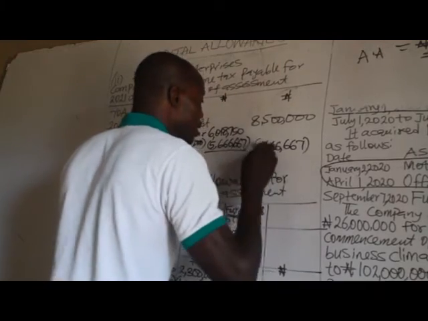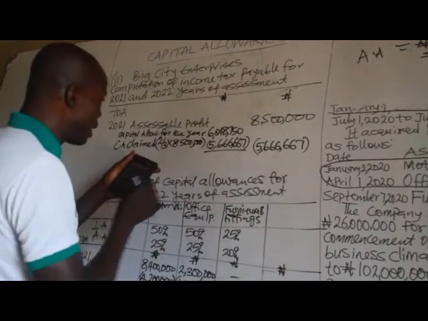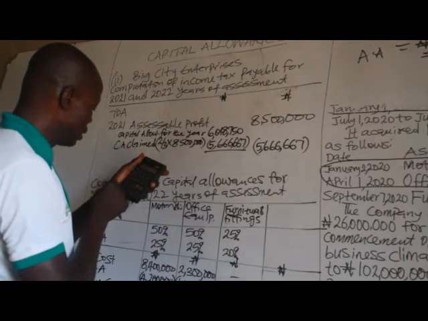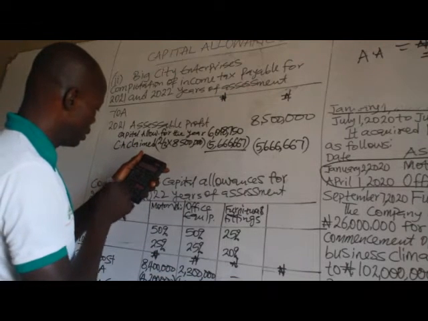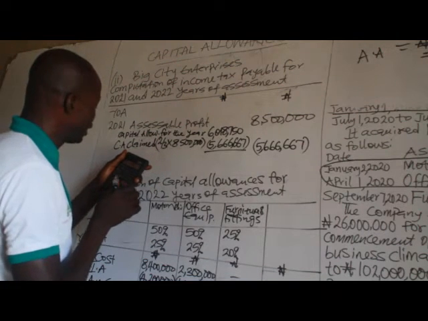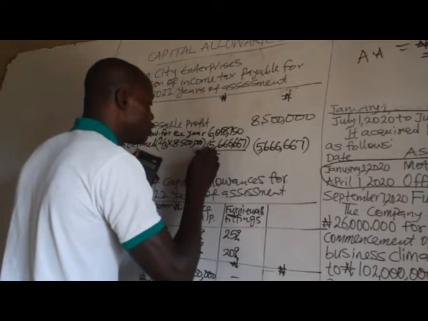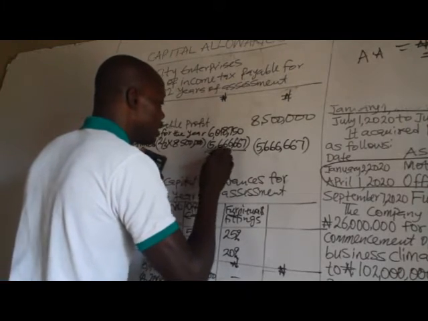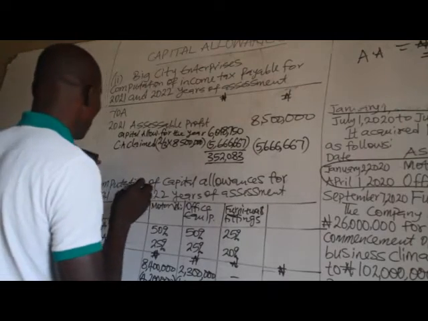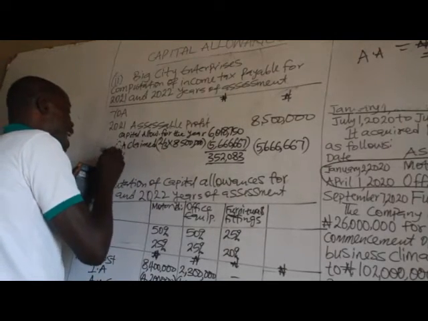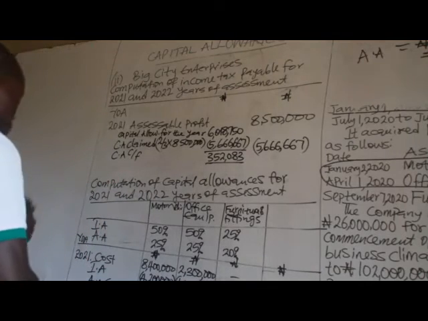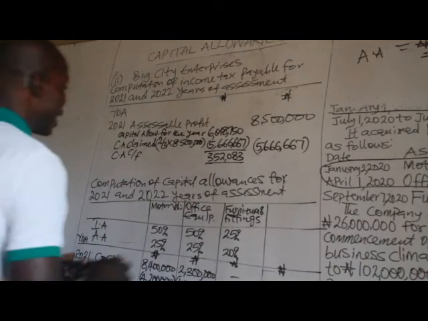5,666,667. That means the unclaimed capital allowance, which is the difference between this and this, is 352,083. The unclaimed capital allowance of 352,083 will be carried forward. So we have capital allowance carried forward.